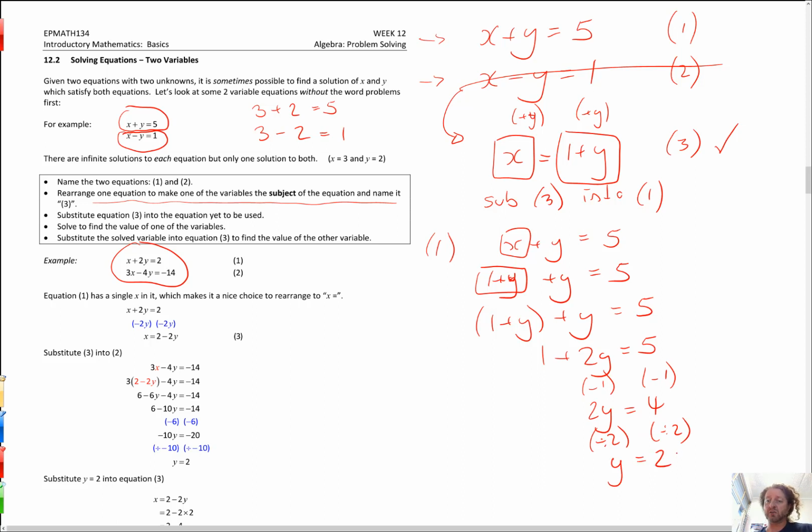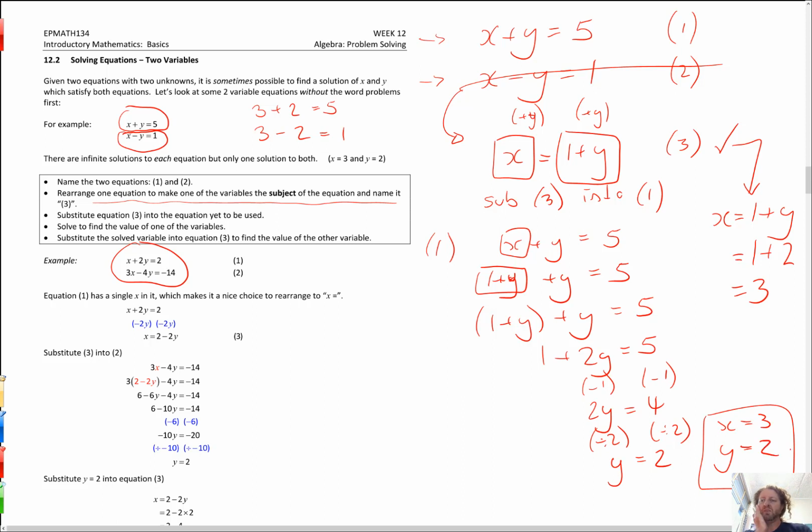Now, don't forget, don't stop there. There's 2 variables. How do I get the other one? Well, then it says substitute the solved variable into equation 3 to find the value of the other variable. Because equation 3 has already been arranged to x equals. Equation 3 says x equals 1 plus y. But if I know y is 2, replace the y with a 2, and there's me, x equals 3, y equals 2. We knew them to be the answer. Let's summarise them. I don't need to do a word answer because it's not a word question. Just x equals 3, y equals 2. We've just solved a 2-variable equation, otherwise known as a simultaneous equation, via the substitution method.